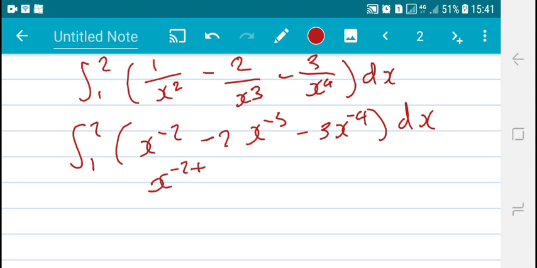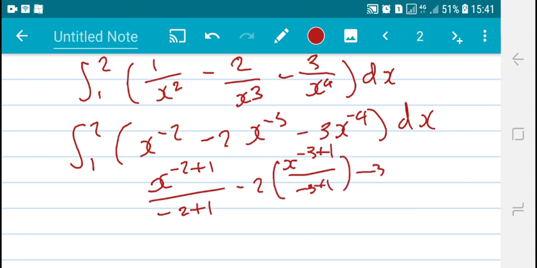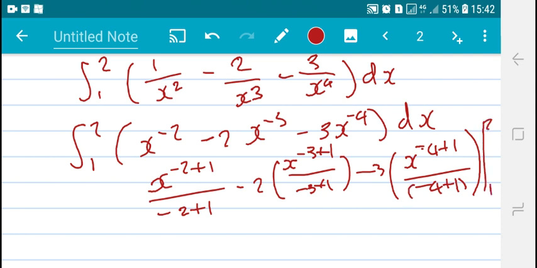So minus 2 plus 1. Now I'm finding the antiderivative. Minus 2 plus 1, minus 2 x to the power of negative 3 plus 1 over negative 3 plus 1, minus 3 x to the negative 4 plus 1 over negative 4 plus 1. Okay. And then we evaluate this from 1 to 2.